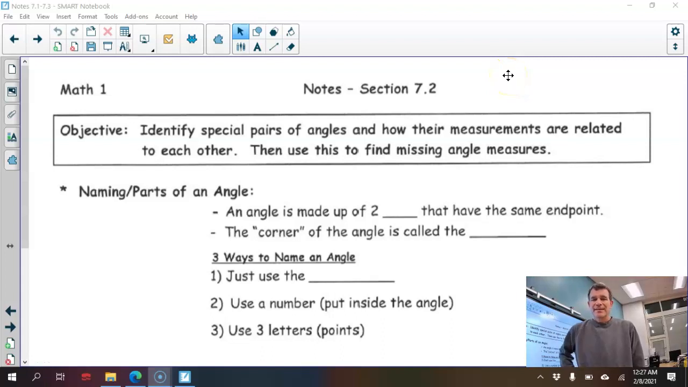Hey, Math 1. Today we are continuing Chapter 7. We are continuing with some geometry. Chapter 7 is all about geometry, I think, or at least it begins our section on geometry.